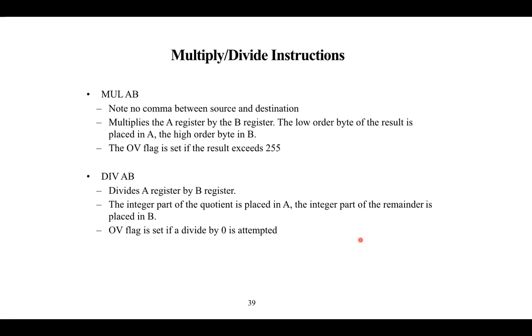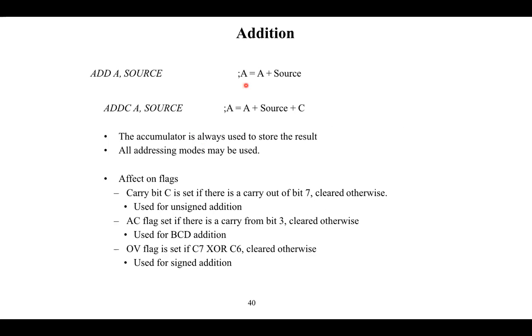Multiply and divide instructions. MUL AB indicates that A is multiplied by B. DIV AB means divide the A register by B. So this is an example of addition. ADD A, source: whatever the source value, the new value of A will be A plus that value.